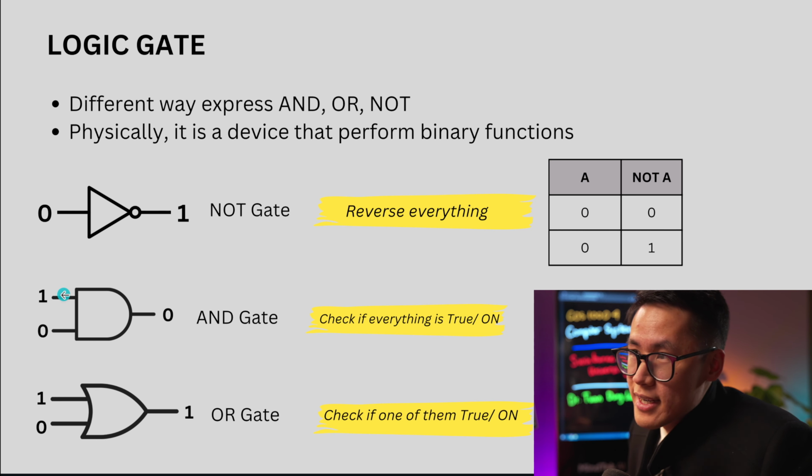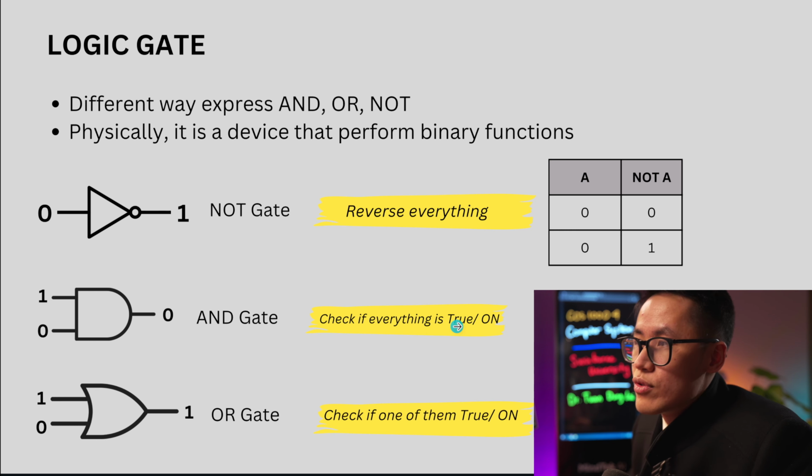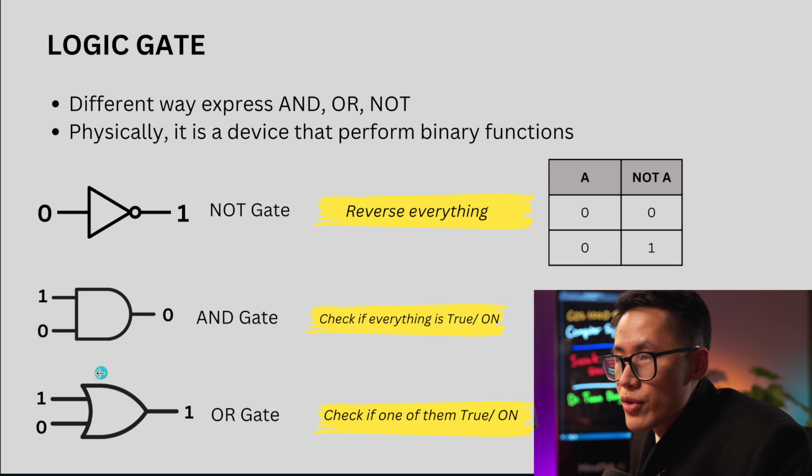To represent an AND gate, you will write this symbol. It's like a curve in here, just like that. This AND gate will check if everything is true or everything is on. So if you have multiple inputs into the AND gate, the only time that the output is true is when everything is true. And this is how you draw the OR gate. You draw a little curve in here, and then another curve like this.